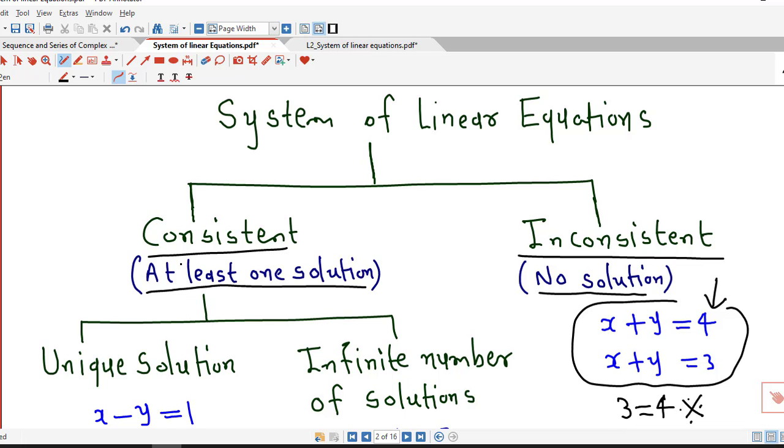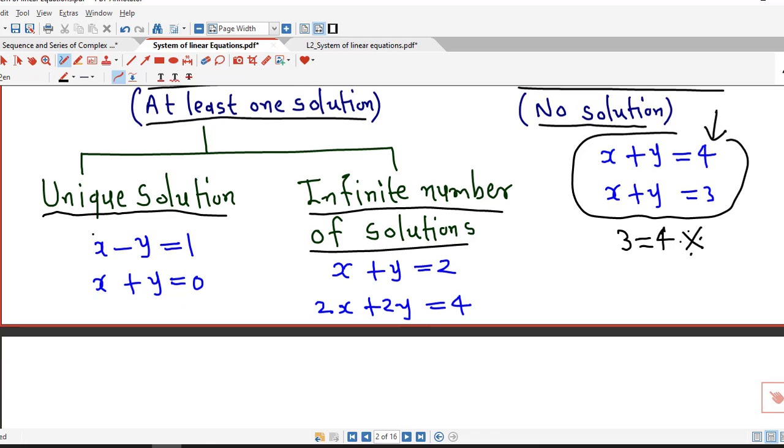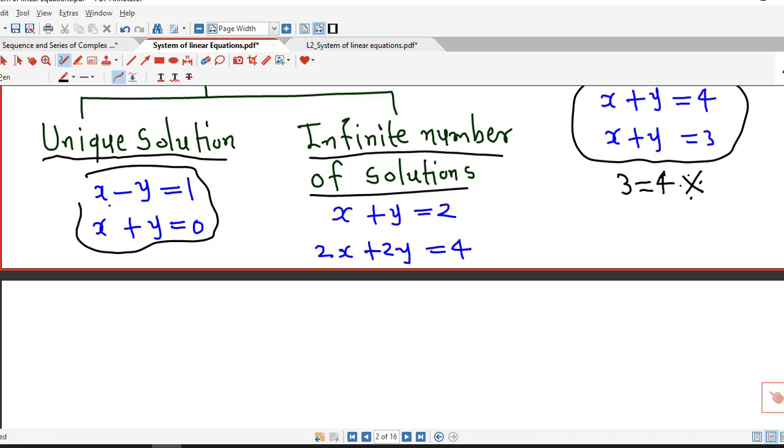Now if a system is consistent, then there are only two types of solutions possible. Either the system has a unique solution or the system has an infinite number of solutions. So if we consider this system, x minus y equal to 1 and x plus y equal to 0, then we can see this system has only one solution.